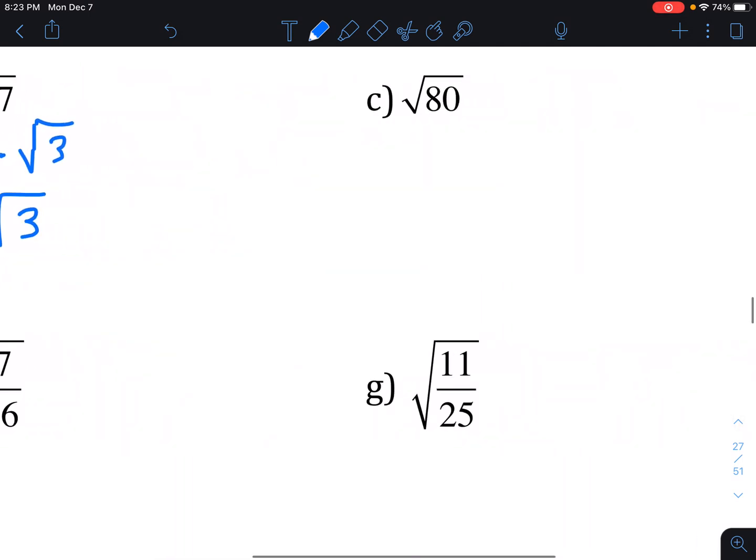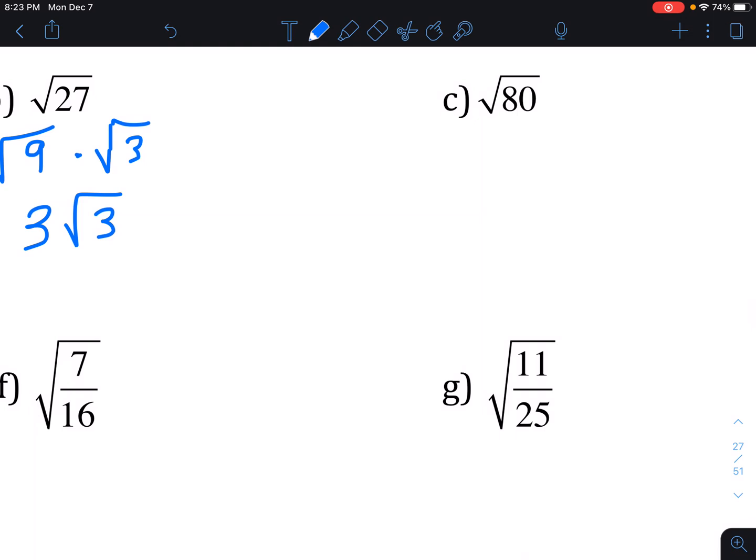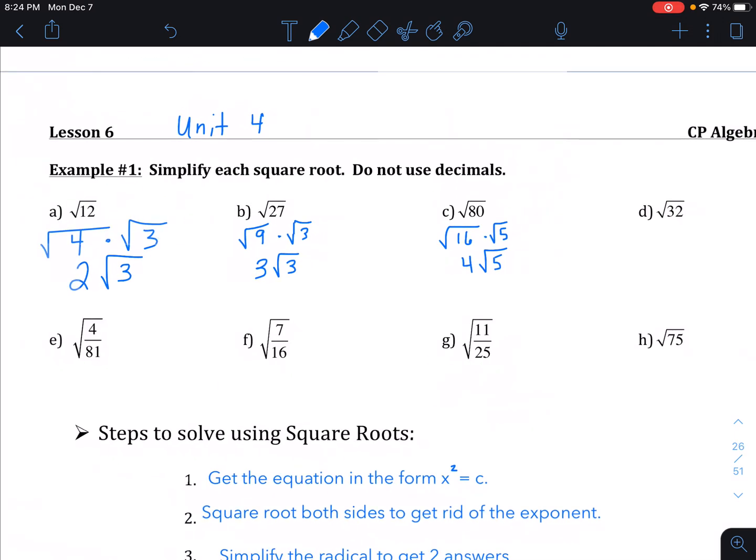Square root of 80. Can we think of a perfect square that multiplies into 80? This one's a little tricky. If you can't do the mental math here, I would suggest busting out a calculator. If you want to pause this now, go ahead and try it out with a calculator. Anyway, 16 is the biggest perfect square, so we write square root of 16 times the square root of 5. The square root of 16 is 4. Bring down the square root of 5. So 4 times the square root of 5.